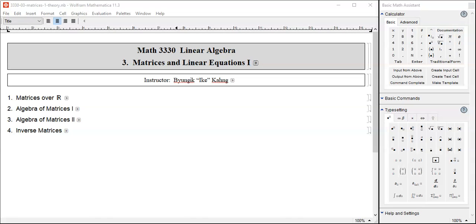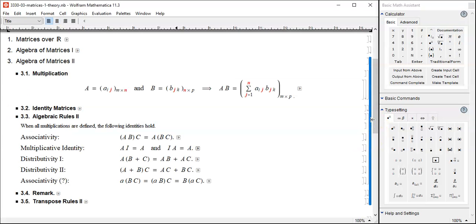Hello students, welcome back. It turned out there was not enough time for me to squeeze in another full proof at the end of the previous video. So let's start afresh. We had been talking about the algebra of matrices, especially the algebraic rules in regards to matrix multiplication.